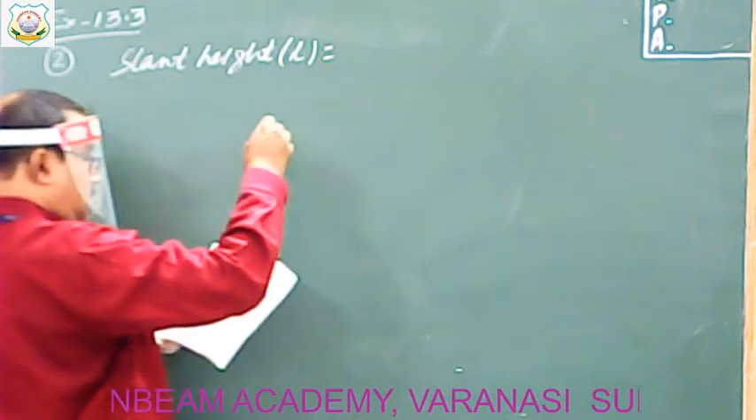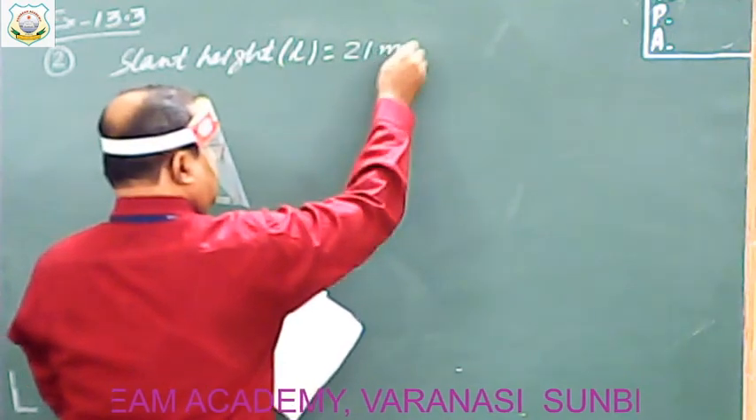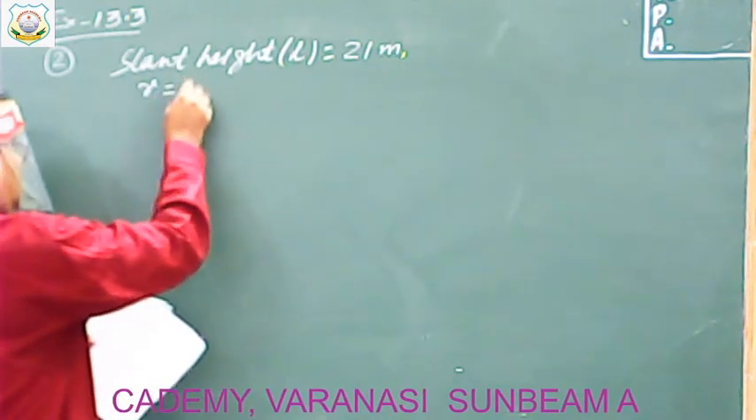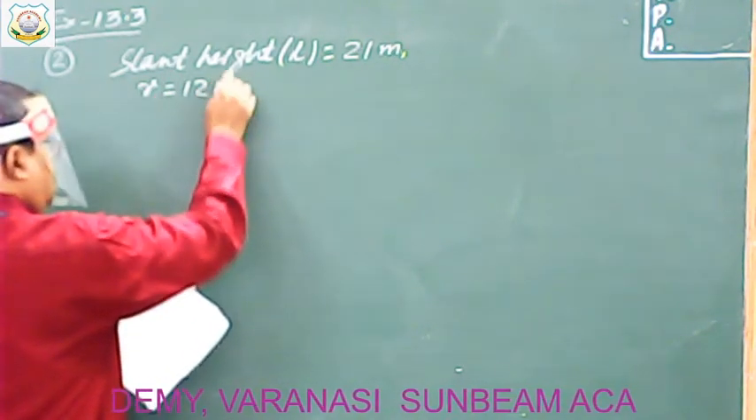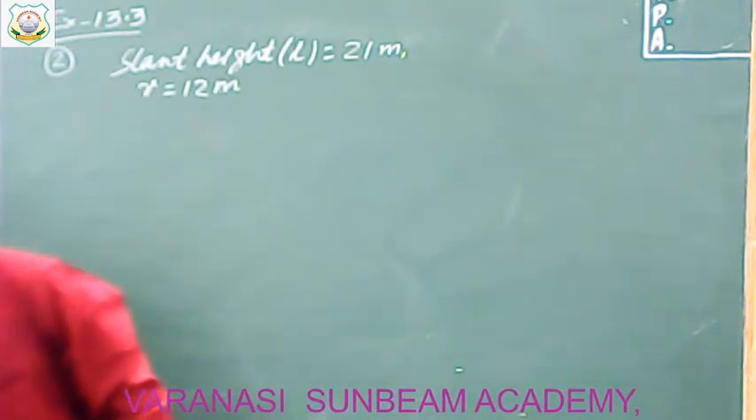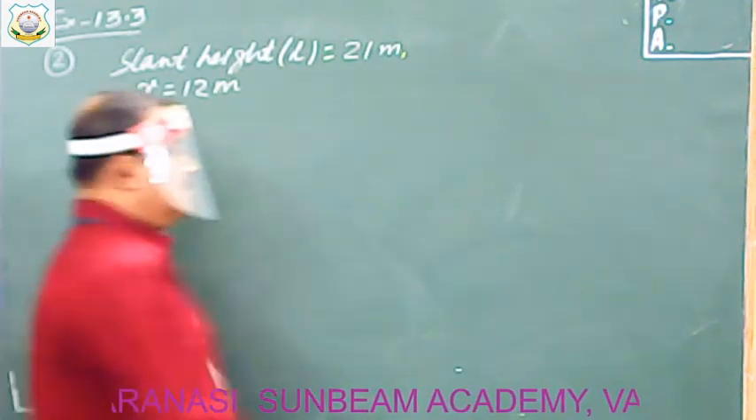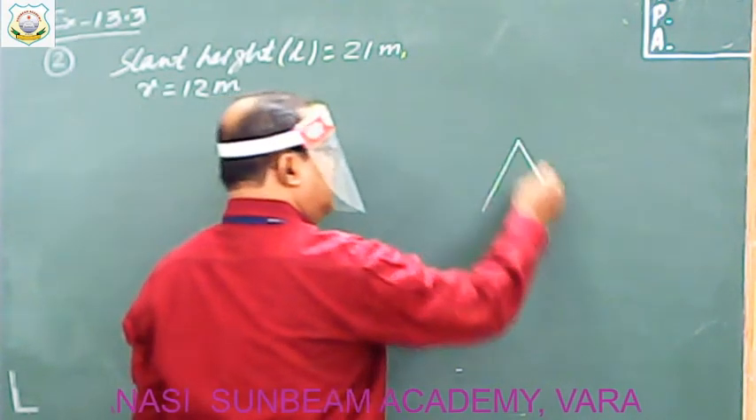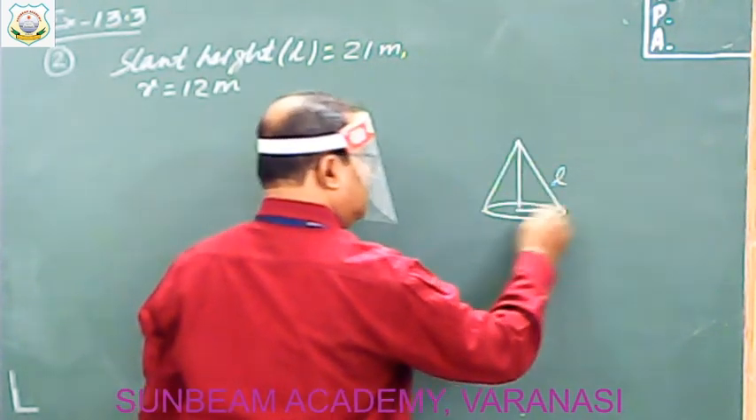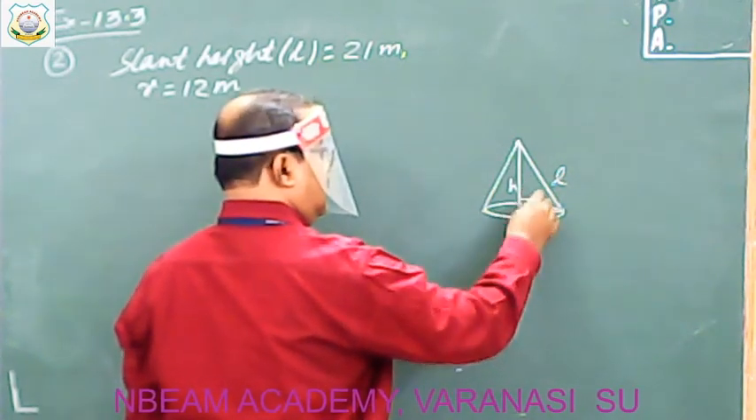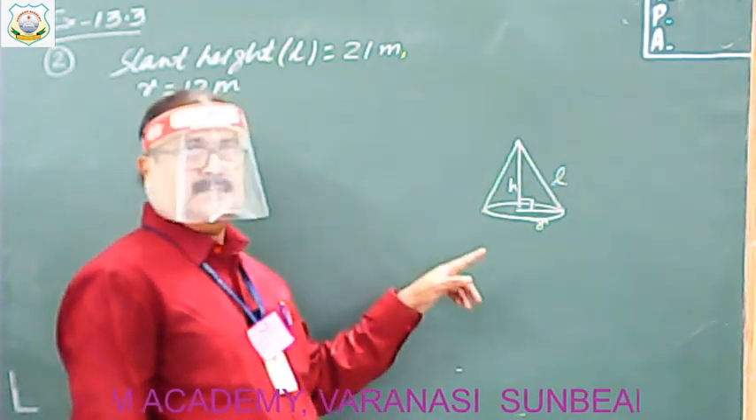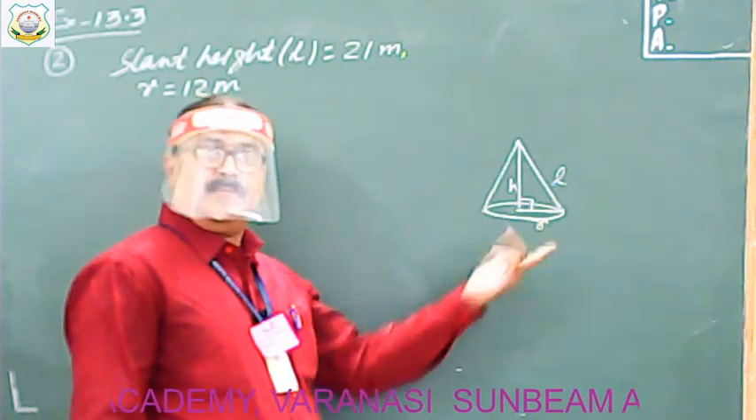That is 21 meters and diameter 24 meters, radius 12 meters. We have to find total surface area. Total surface area means curved surface area plus area of circular base. Curved surface area is pi r l plus this base area pi r square.